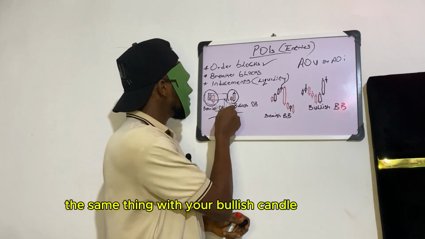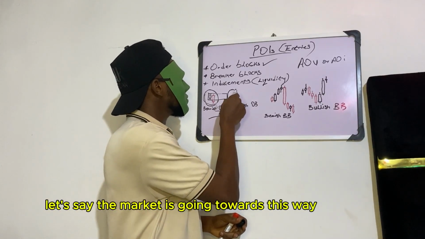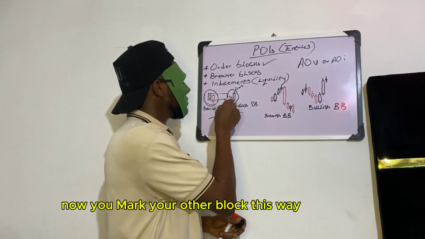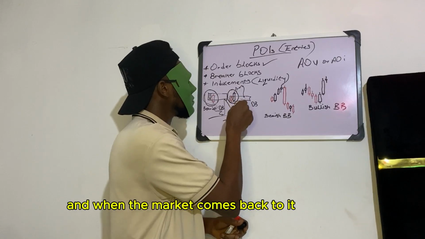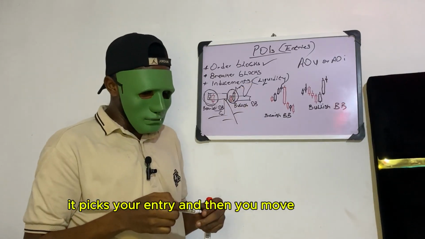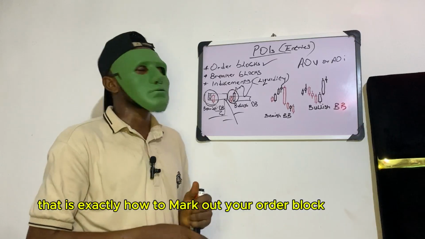The same thing with your bullish order block. Let's say the market is going this way. Now you mark your order block this way, and when the market comes back to it, it picks your entry and then you move. That is exactly how to mark out your order block.